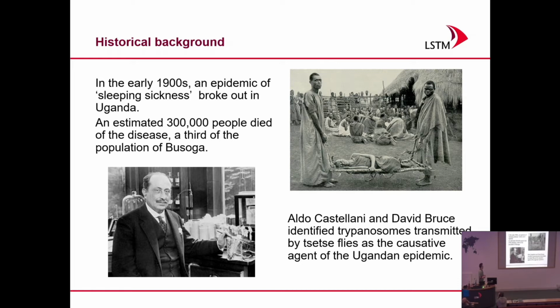And then in Uganda in the early 1900s, there was a huge epidemic of sleeping sickness in the Busoga region, which is estimated to have killed almost a third of the population there, around 300,000 people. And then Aldo Castellani and again David Bruce identified that it was the trypanosomes that were causing this disease, and again they were being vectored by tsetse flies.